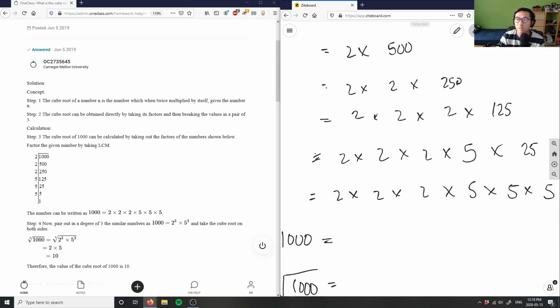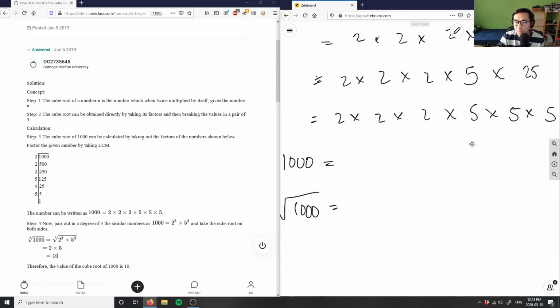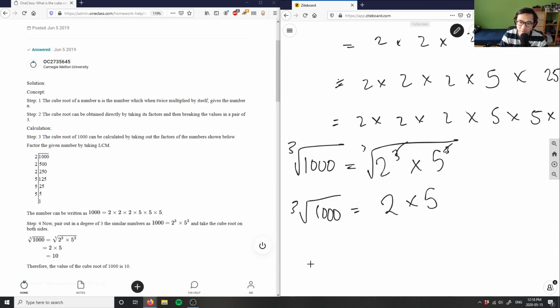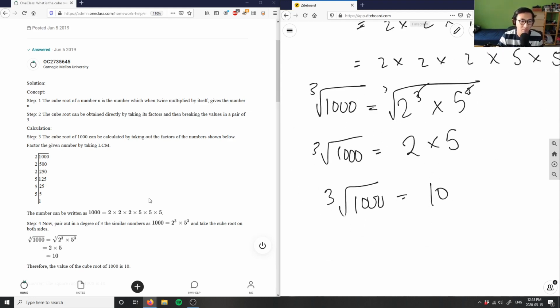Basically, they're taking the prime factors, so 1,000 equals 2 to the cubed times 5 to the cubed. If I cube root both sides, this side and this side, I'm going to cancel these, which will be 2 times 5. So the cube root of 1,000 is 2 times 5, which is equal to 10. Therefore, 10 is the answer, and 10 is the answer in the solution as well. So the solution here is correct.